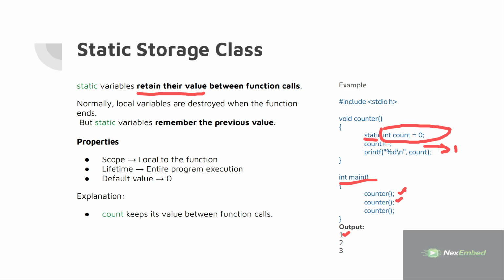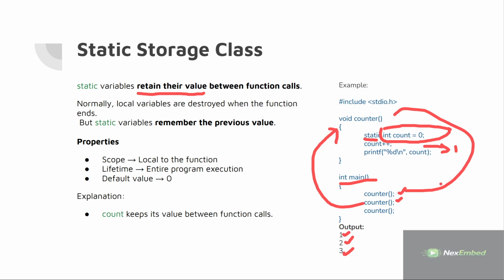Okay, this is my first function call, and I am making a second function call. The second time this counter is called, what usually happens is that it goes to this initialization, the count value becomes 0, again count is incremented and the value is printed as 1. But if you see the output, here the value is printed as 2 and the third time it is printed as 3, which is nothing but once the value is changed, that value will be retained in that variable.